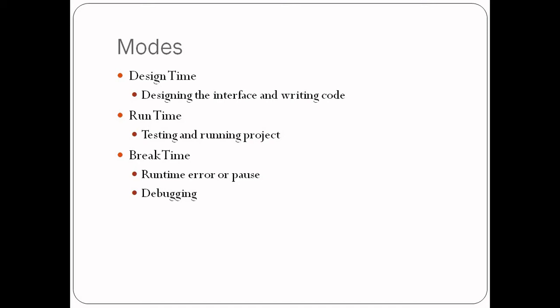Design interface. Interface is a face which is visible on screen, and code is written behind it. Code adds functionality into it, and interface is the front face which is visible on our screen. Like the desktop. Desktop is an interface, for example. Such interfaces we can design. So in VB.NET, the first phase we have is design time. Then we have runtime, that is testing and running the project or the VB.NET code. And then we also have break time, which is when you get runtime errors and pause. Then we have debugging, that is correction of mistakes.